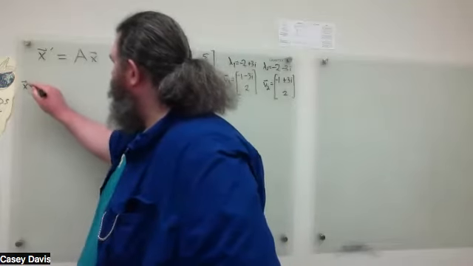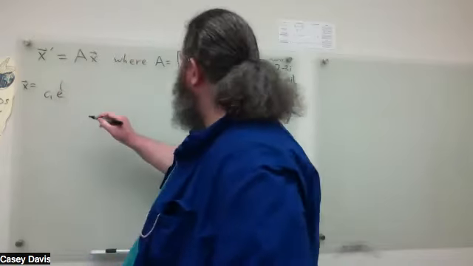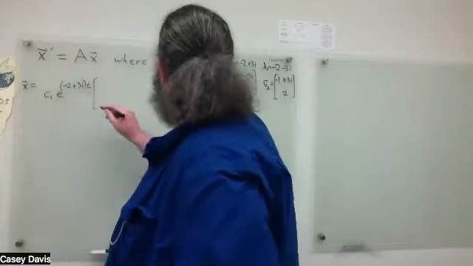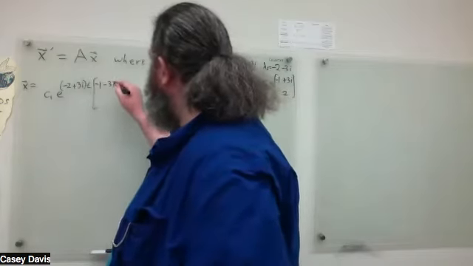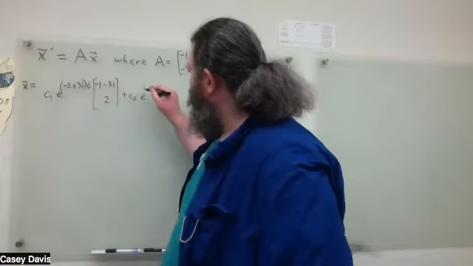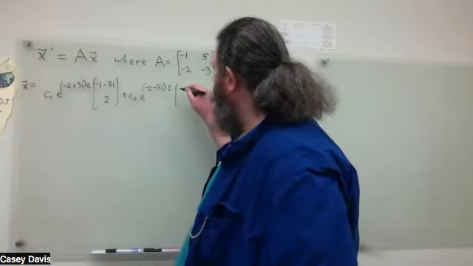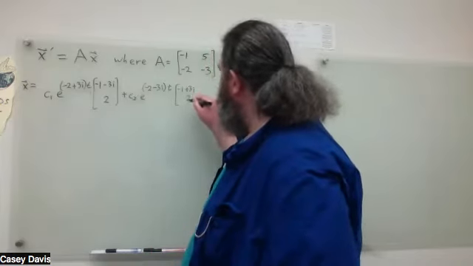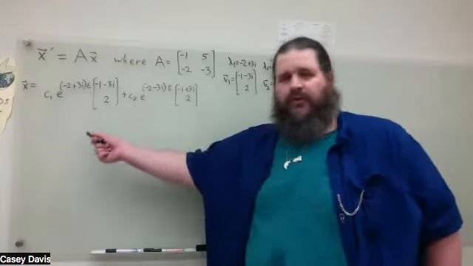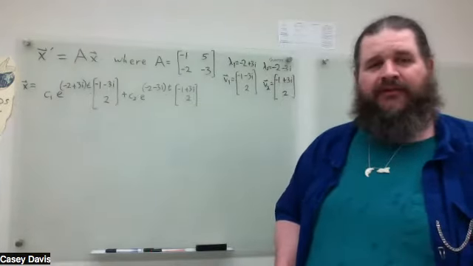So x should look like C1 times e to the -2 plus 3i t times the eigenvector -1 minus 3i, 2 plus C2 times e to the -2 minus 3i t times -1 plus 3i, 2. So this is our solution. We could actually hypothetically leave the solution like this, and that would be the general solution to the differential equation.